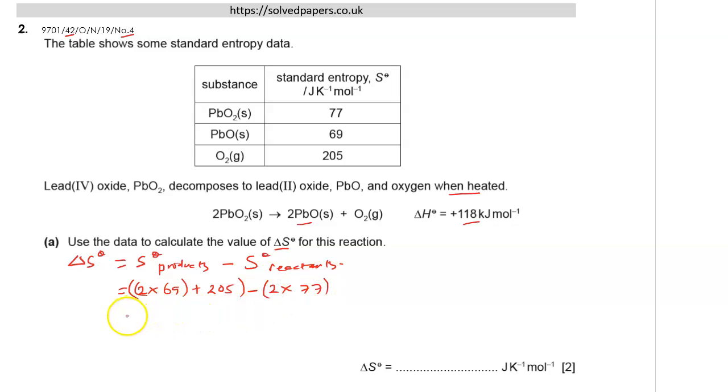Of course, when you work out, you're going to get 43 minus 154, and this will give you plus 189, and that will be joules per Kelvin per mole. So plus 189. You have to give plus to show that the entropy has increased, and it has increased because you are getting more products than the reactant, so the disorder will be a little bit higher.